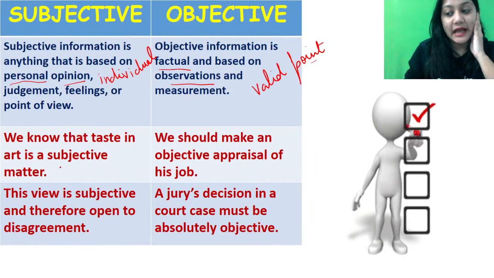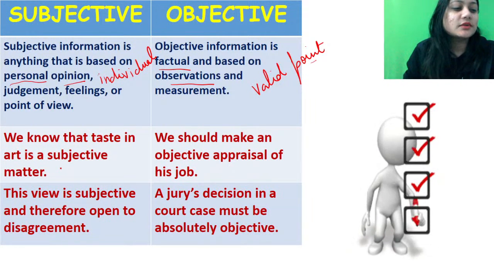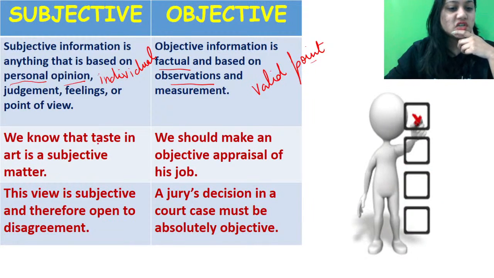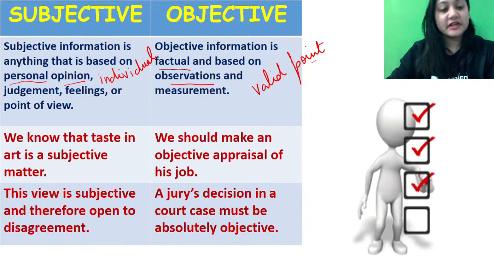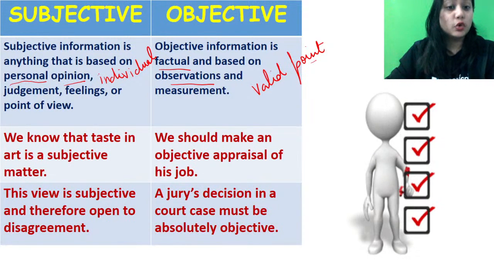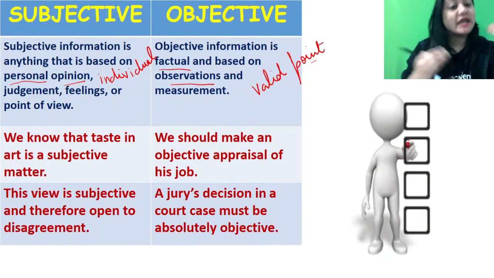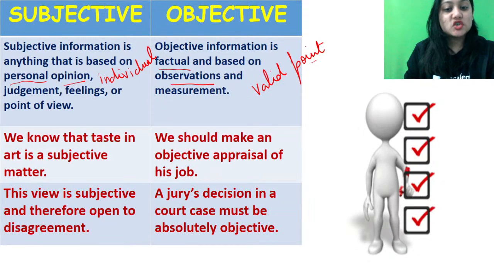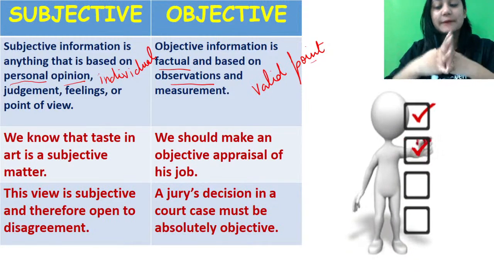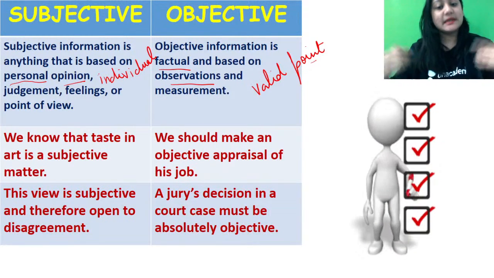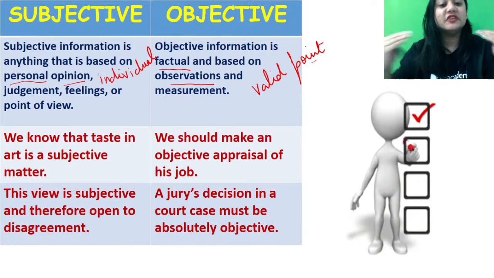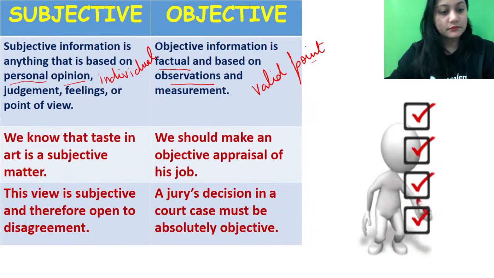Example check करते हैं. We know that taste in art is a subjective matter. So कुछ लोगों को modern art पसंद होती है, कुछ लोगों को, हम लोग के chapter भी है ना, like Chinese art and British art में। So सबका taste different होता है in fashion या in food. So everybody, they are having their subjective outlook towards such things. Example for objective is we should make an objective appraisal of his job. क्योंकि आपके पास सारे facts हैं, आपने कुछ observations की हैं, so उसके basis पे आप एक clear-cut, एक valid point के साथ, एक valid view के साथ इसे आगे ले जा रहे हो. Clear?